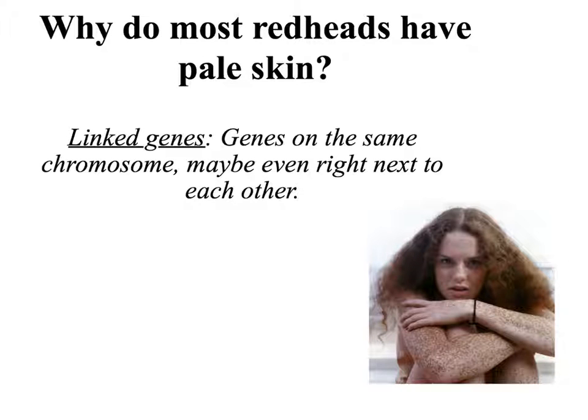Some of these genes found on the same chromosome are located right next to each other, in the same proximity. We call these genes linked because they do get passed on together rather than independently. One good example of this is fair skin, freckles, and red hair. These genes are located close to each other on the same chromosome, and therefore they often get inherited as a packaged deal.